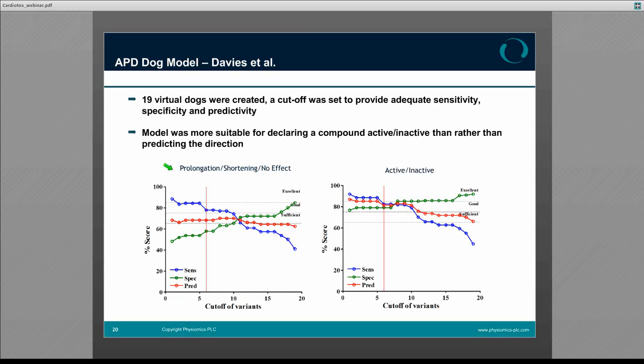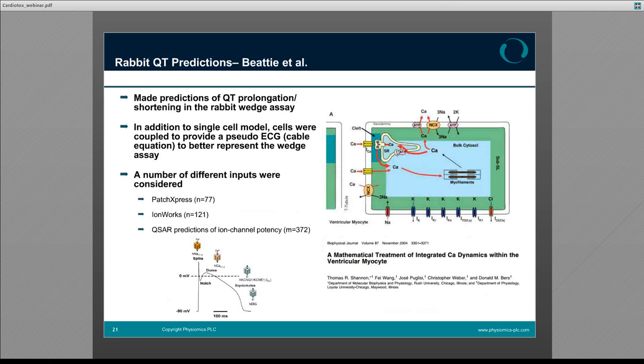However, when you ask the model to dictate what direction you're seeing in the action potential assay, the model does not perform that well. As you can see, the sensitivity was reasonably good at 80%. The predictivity was okay, just borderline at around 70%. However, the specificity was quite poor. So in the end, the article stresses that this model is more suitable for making predictions about whether or not a compound will be active or inactive in an assay, rather than declaring what direction the changes in the action potential are going in. So that was a quick overview of the dog model.